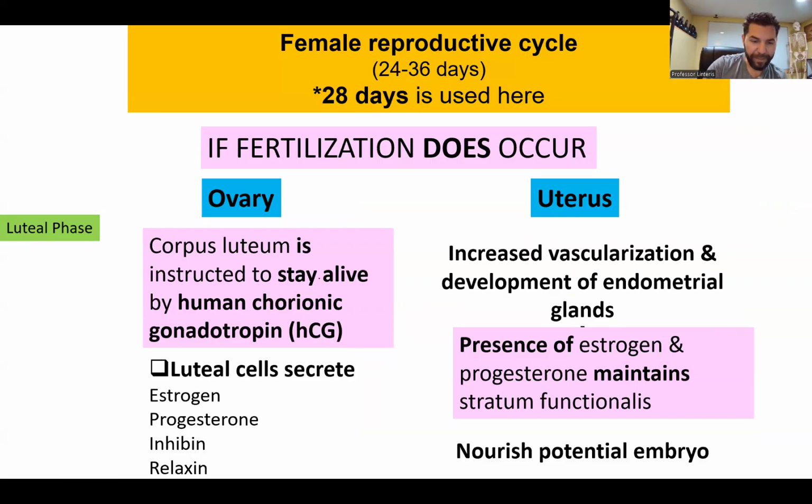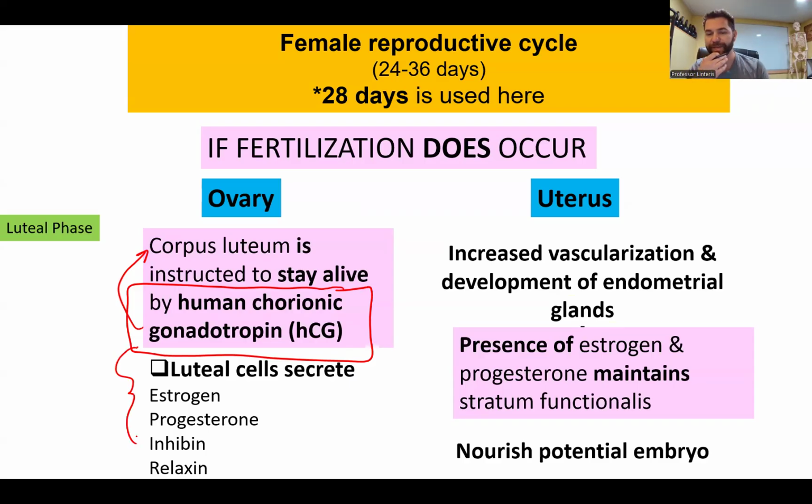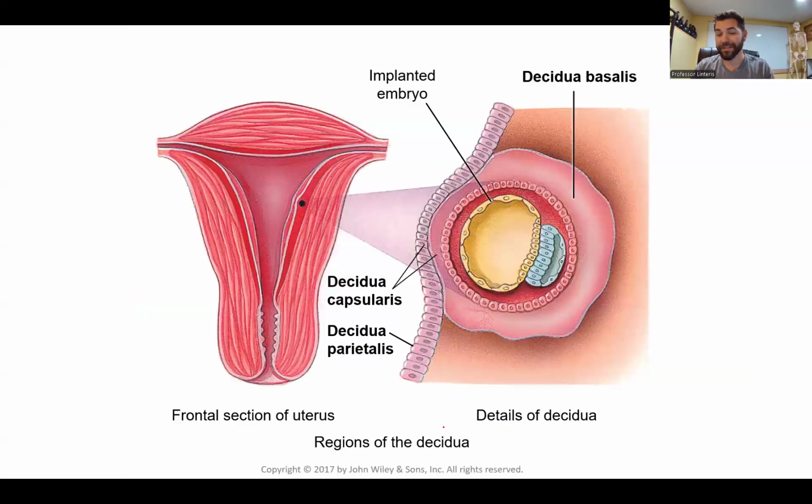And like I said, if fertilization occurs, this was from the previous lecture, HCG is present. It tells the corpus luteum to stick around, stay alive, and then it starts producing various hormones, right? Clearly, we talked about the maintenance of that endometrium as well, which is creating a favorable environment for the implantation of said blastocysts.